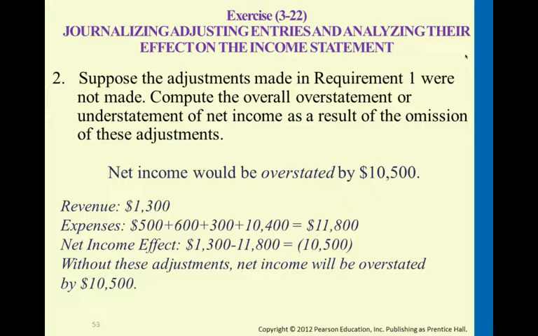So without these adjustments, if we omit these, then the original net income amount that we see under the unadjusted balance would be overstated by $10,500. Because in reality, we have rent expense that we used up, we have interest expense that we incurred, there's salary expense, so we still need to take into account all of those. So without those adjustments altogether, the original unadjusted trial balance will be missing $10,500.